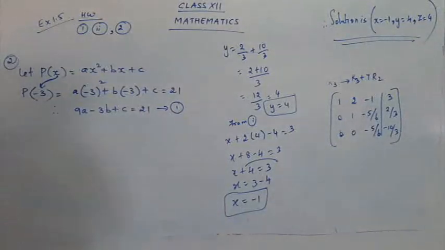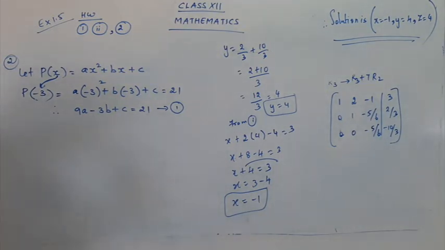So, I get the first equation. Are you clear with the first equation? Yes. 9a minus 3b plus c is equal to 21. Yes, clear children? Okay, you are going to follow the same for the second one.